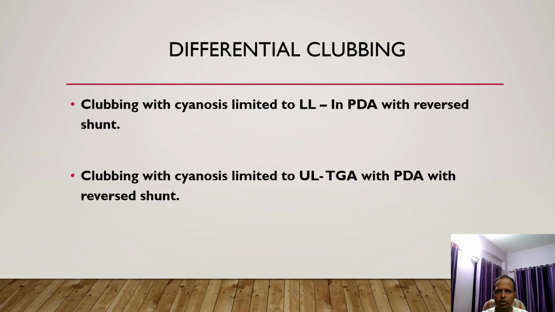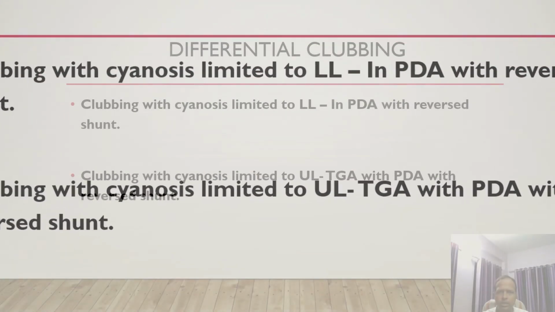So now coming to another terminology, what is differential clubbing? So if clubbing with cyanosis limited to lower limb, it is called differential clubbing, and it is seen in a case of patent ductus arteriosus with reversal of shunt. And clubbing with cyanosis limited to upper limb is seen in transposition of great vessels with patent ductus arteriosus with reverse shunt. So these are some terminologies sometimes asked by the examiner.